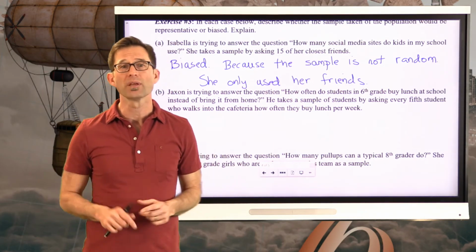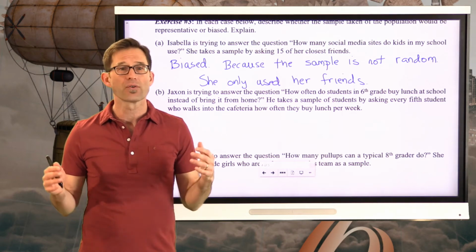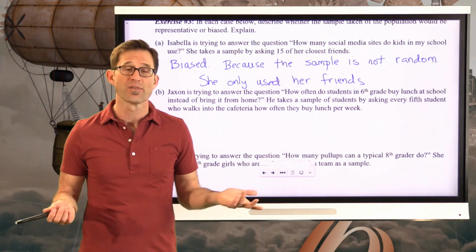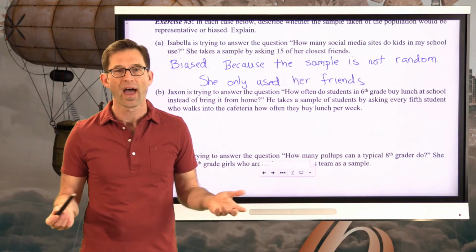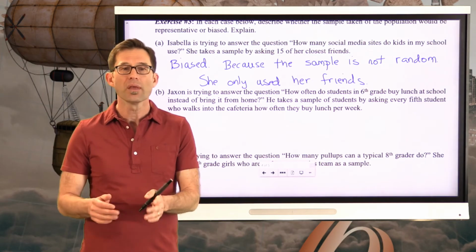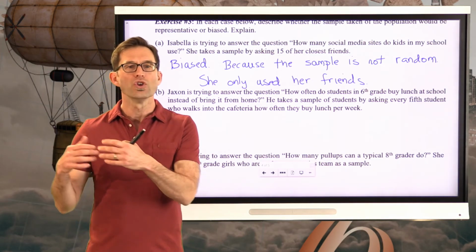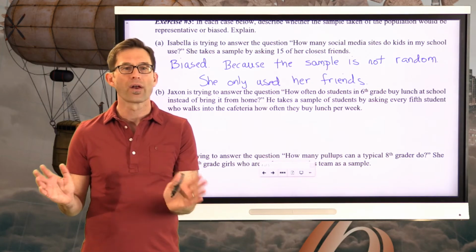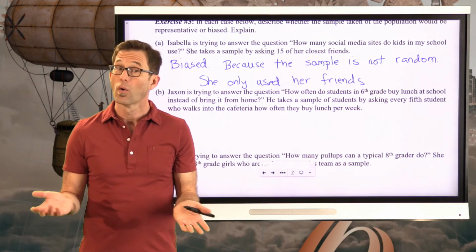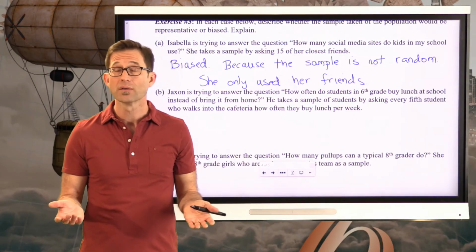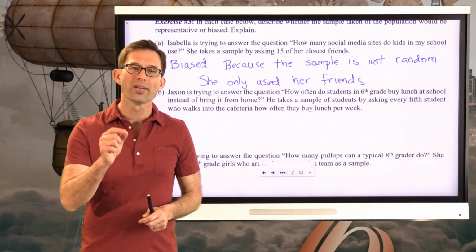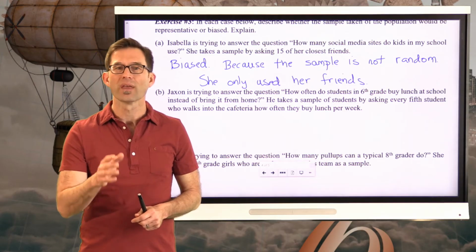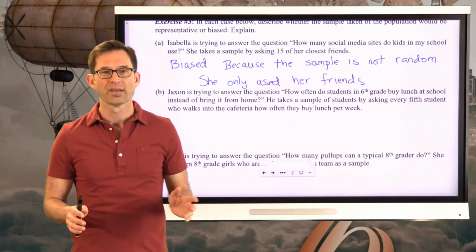She didn't randomly choose people to ask. She found her 15 closest friends because, let's face the facts, those would be easy people to ask. And she asked them. But it could be that her friends, on the whole, use social media websites more than people at her school in general. Or maybe they use them less. But since it's not randomly selected, it's going to be a biased sample.